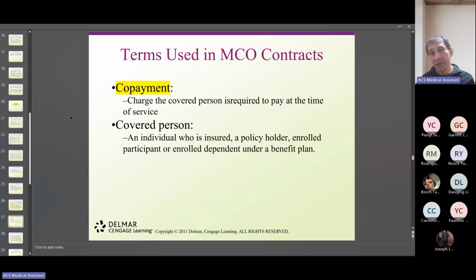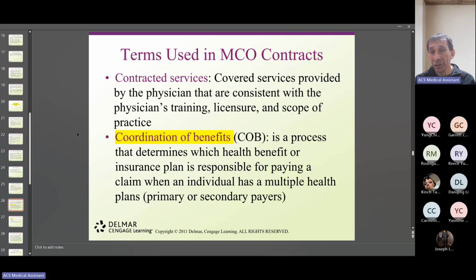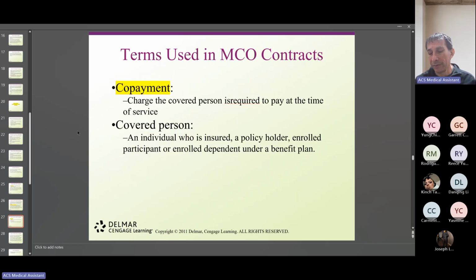Let's talk about this term, because this also is part of the exam. You need to remember coordination of benefits. You need to know it for your exam. Copayment. So what is a copayment?